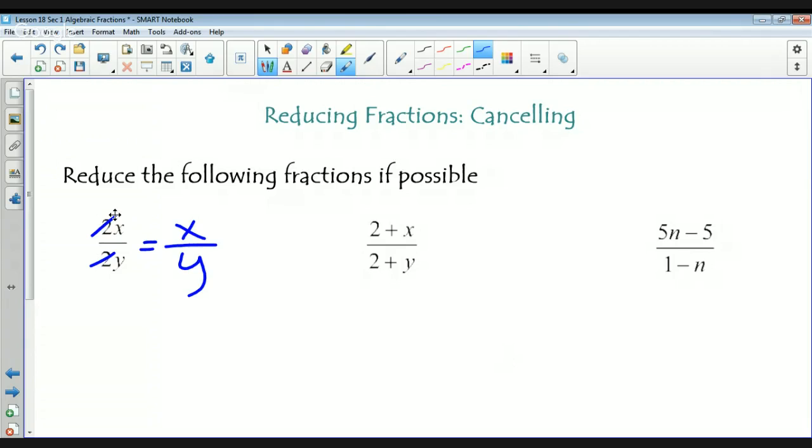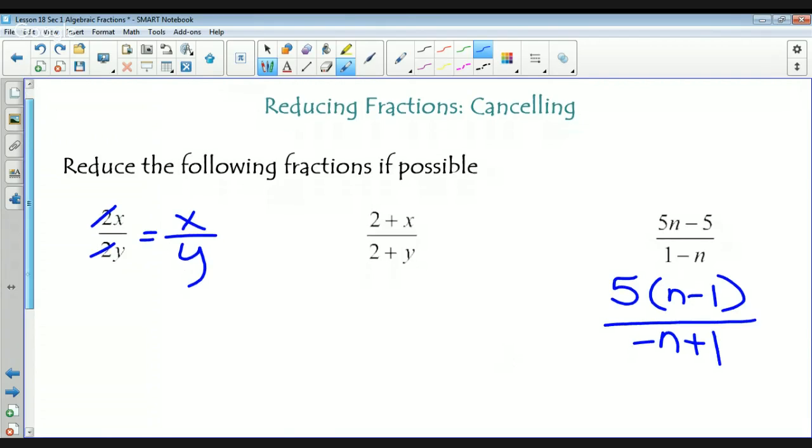How about this one? You can factor out a 5, but it's n minus 1, which is different. So factor out a 5 and you're left with n minus 1. What do you notice about the denominator? Let me write it this way. I can factor out what? Negative. Let's look at that.